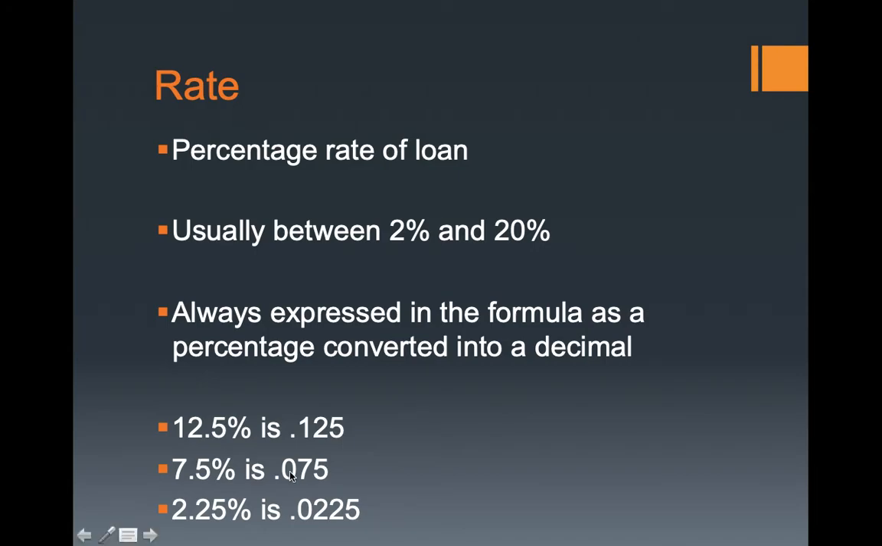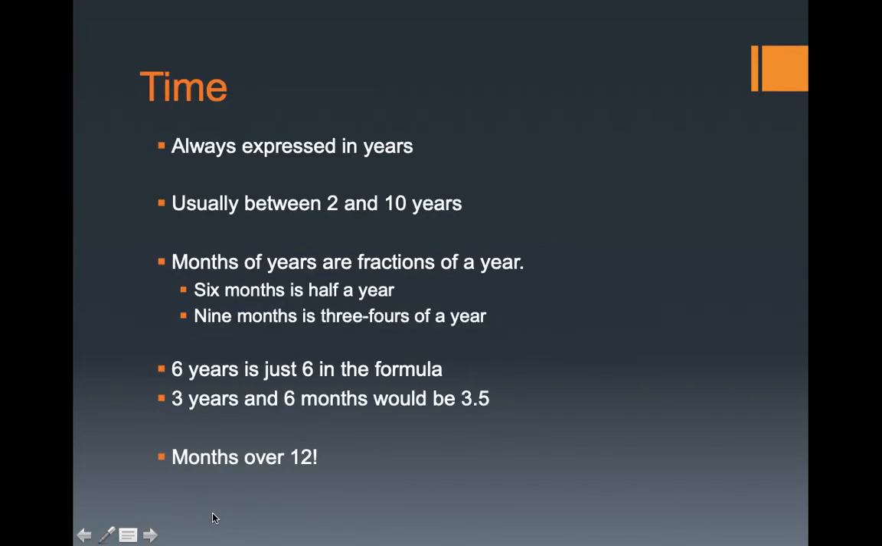So like 12.5%, you've got to move the decimal two places, becomes 0.125. 7.25, you've got to move it two places, it becomes 0.0725. Notice I had to put a zero there because I had to move it two places. Same thing with this one: 2.25 goes two places to the right, 0.0225. And time is always in years.